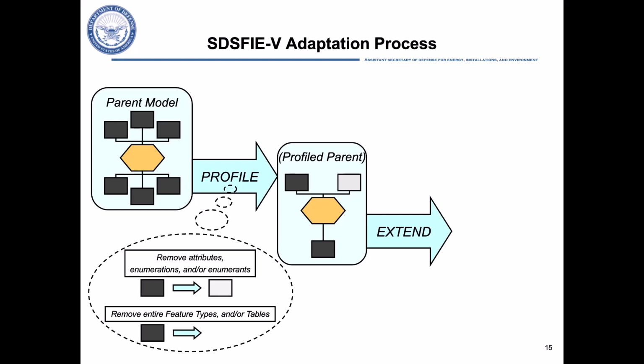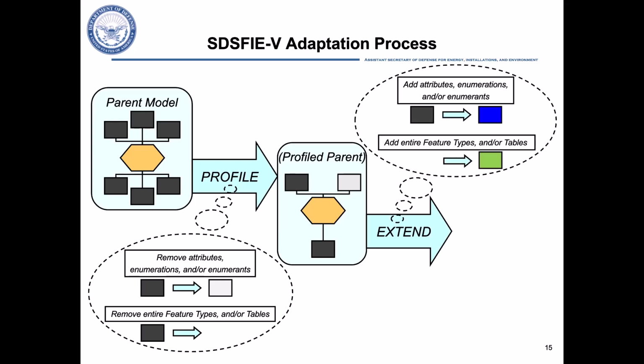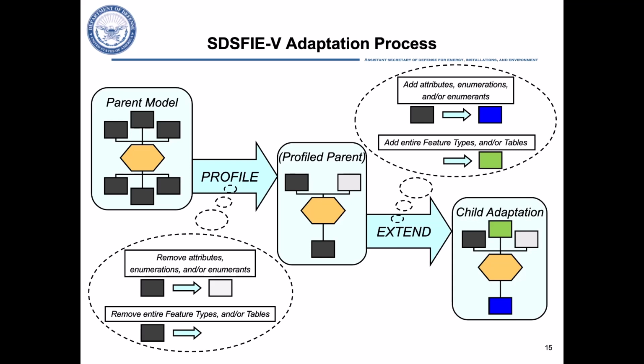The next step in this process is to extend the profiled parent by adding elements that do not exist in the parent model. The next set of bubbles depict the selective extending of elements to the parent model. These extended elements can be entire feature types or object tables, as well as additional attributes, enumerations, or enumerants. The result of extending actions that include adding one entirely new entity and adding lower-level elements to one of the retained entities is the child adaptation.